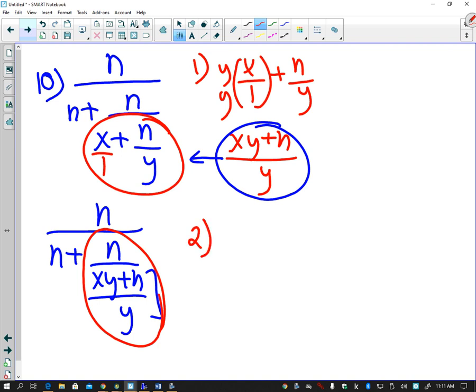Guys, we're in Algebra 3, we know this. We cannot divide by fractions, but we have an alternative. What's the alternative? Multiply by the reciprocal. So if I'm taking n divided by, that's effectively n over 1 divided by, or multiplied by, the reciprocal. What is the reciprocal? y over xy plus n. Which comes out to what?